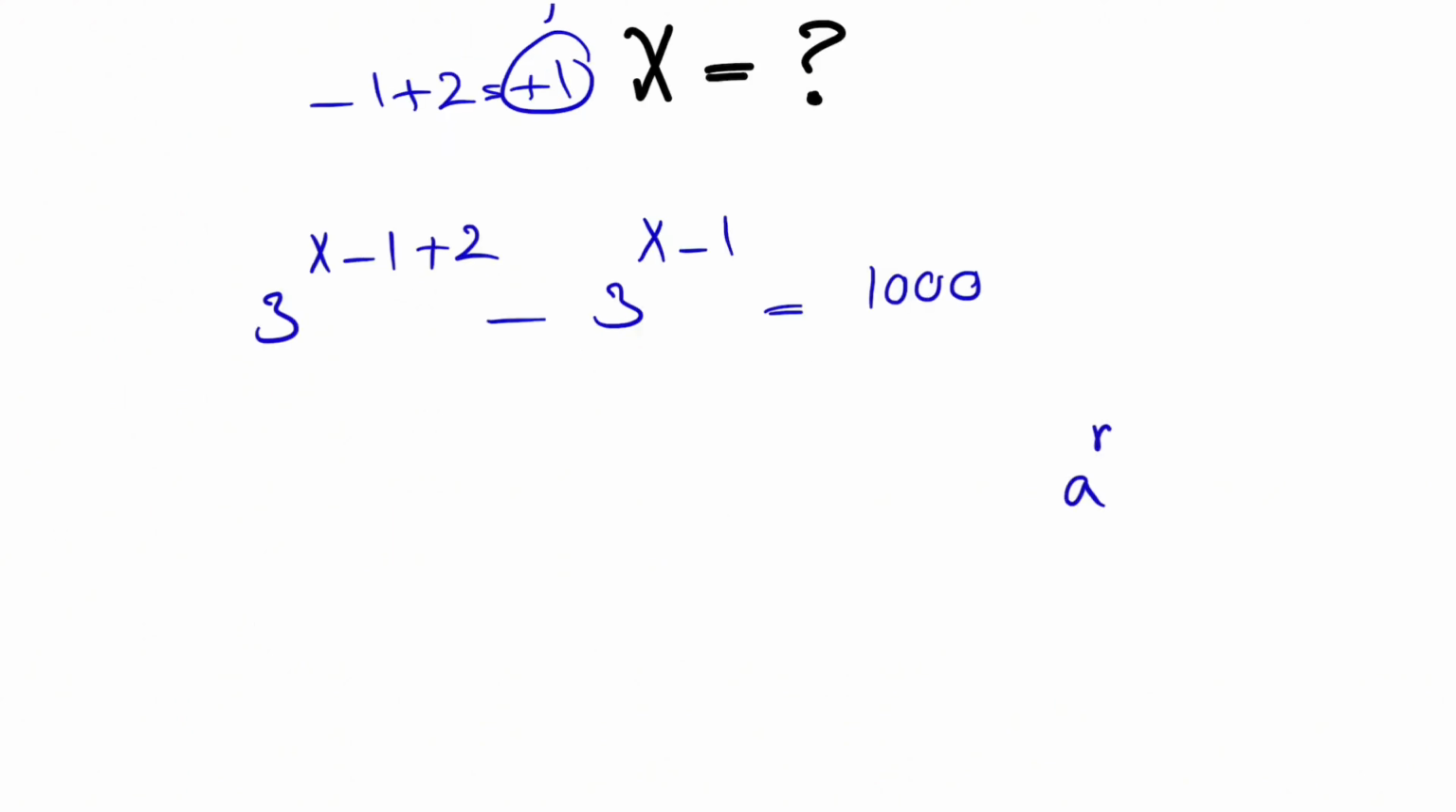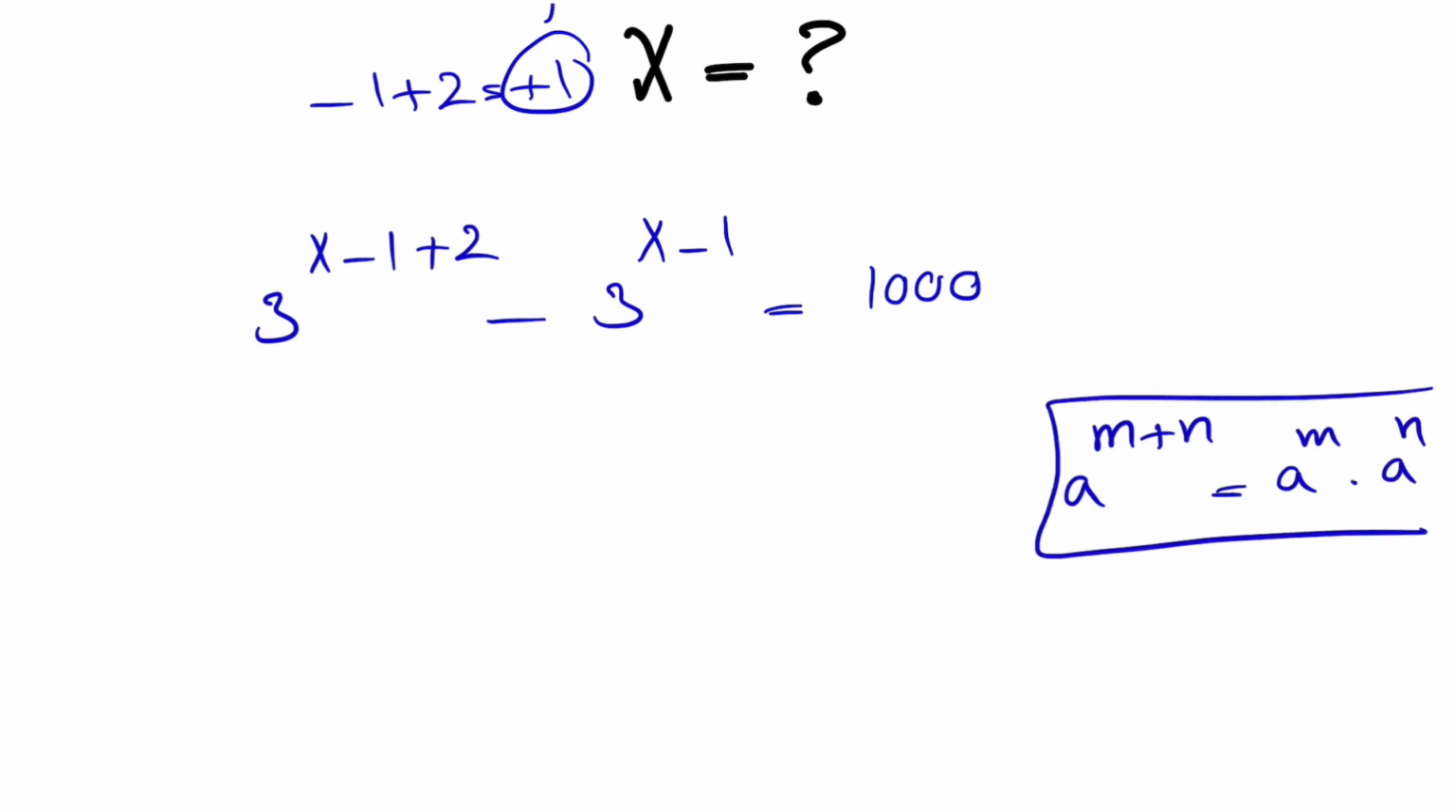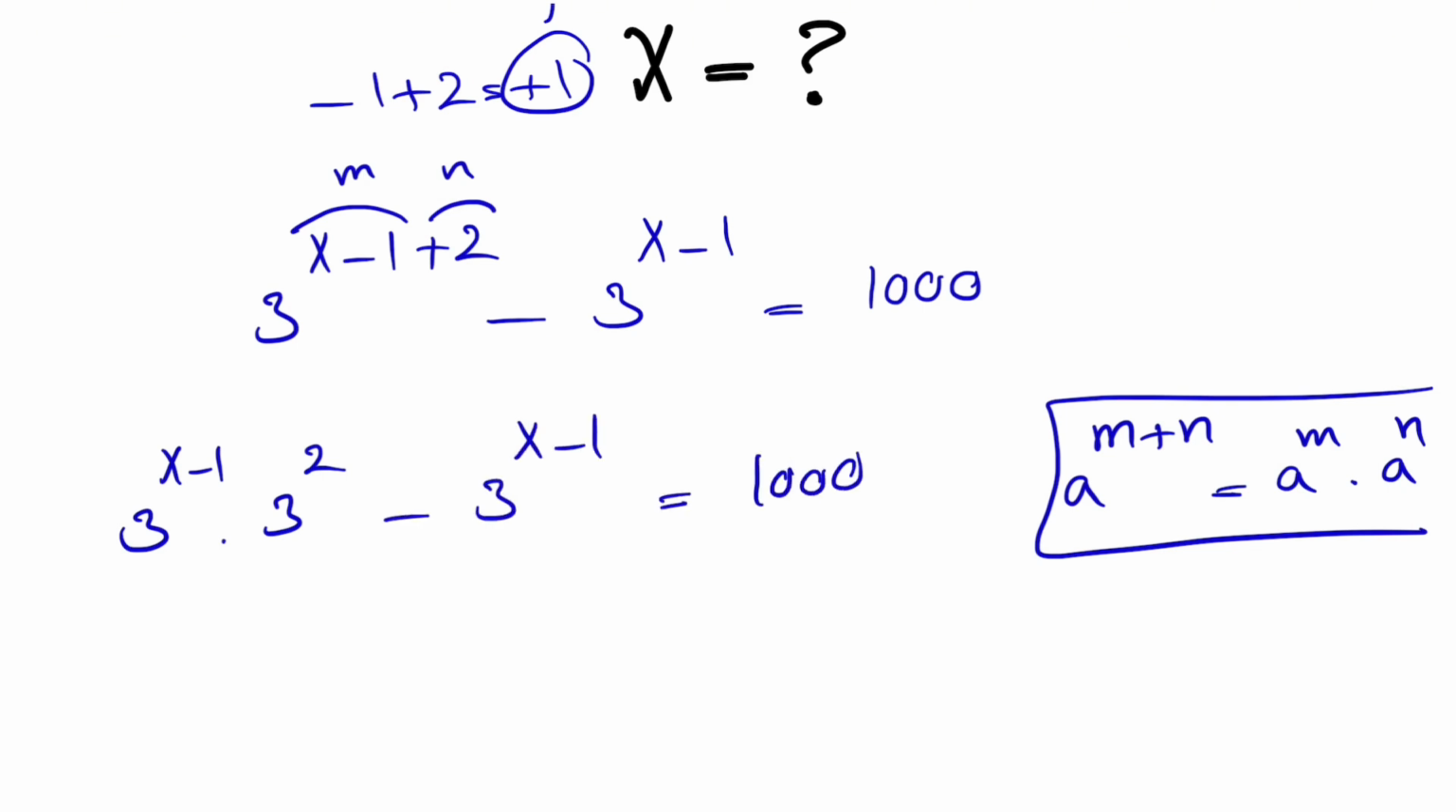From the laws of the exponent, we know that when we have a to the power of m + n, this will be equal to a to the m times a to the n. So we're going to use that in here. Basically, we're going to keep that as our m, and this will be our n. So we have 3 to the power of x - 1 times 3 to the power of 2 minus 3 to the power of x - 1 is equal to 1000.